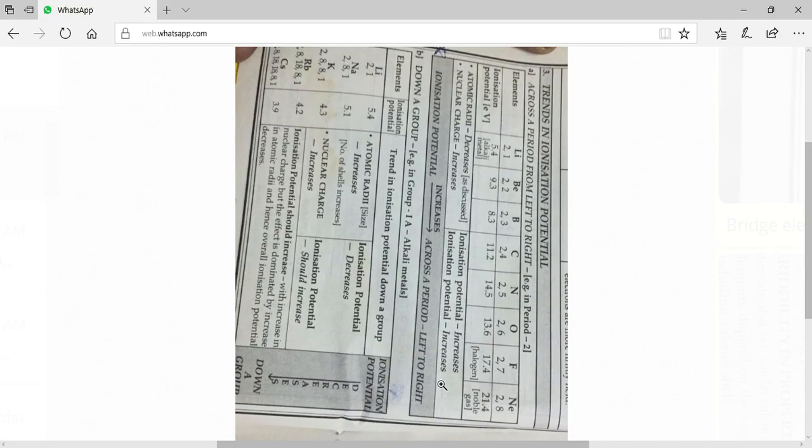Otherwise, they may ask separately, what will be the trends of ionization energy in the periodic table when we move from left to right. In the first way, you have to write that ionization energy increases across the period, that means from left to right. And if that is a 2 marks question, then you have to write the reason also there.